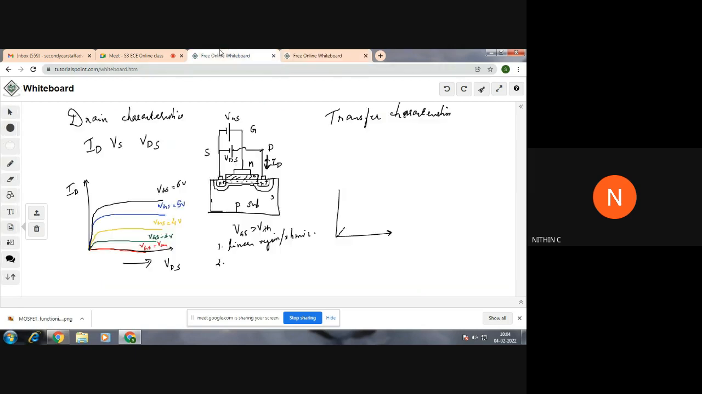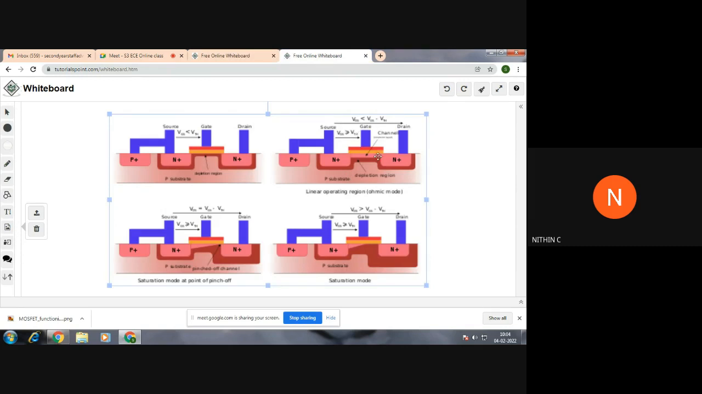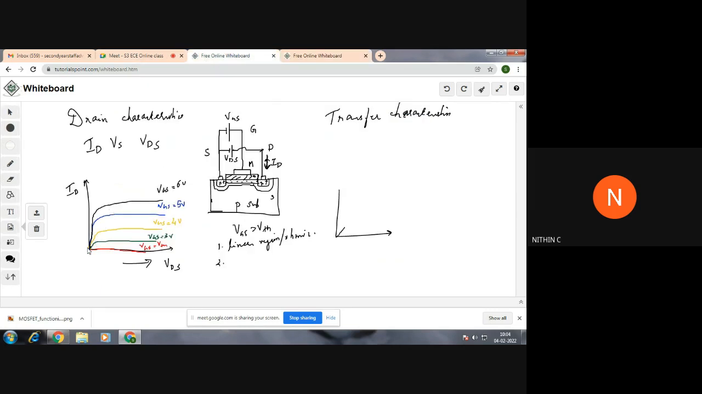This particular mode of operation is called the linear mode of operation. When we increase the positive voltage, that is the drain source voltage, the electrons will keep on flowing and the current will increase linearly. That particular region is this region, the straight line region. This is actually the linear region.